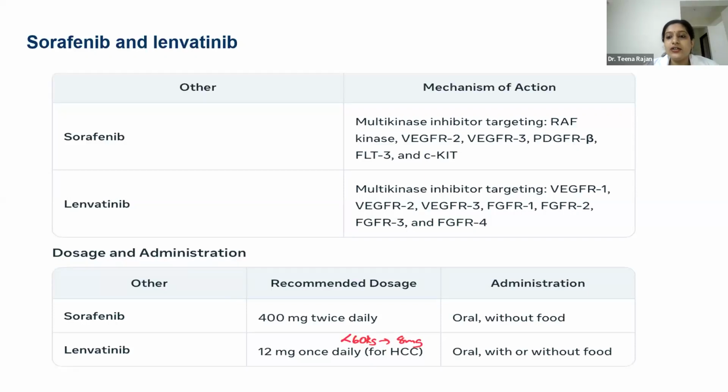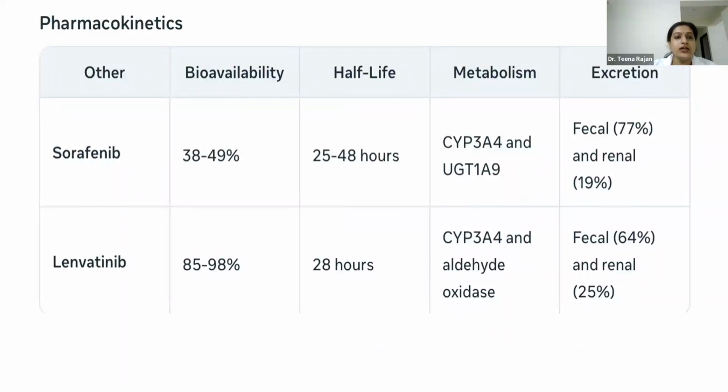It's a multi-kinase inhibitor that inhibits RAF, VEGF, PDGFR, FLT3, and c-KIT, while lenvatinib is more of VEGF and FGFR inhibition. Dose of sorafenib is 400 milligram twice daily, taken without food. Lenvatinib is weight-based: if the weight is less than 60 kg, you give 8 mg, and if more than 60 kg, you give 12 mg, and it can be taken with or without food. Lenvatinib has approximately 98% oral bioavailability, while sorafenib is less than 50%.